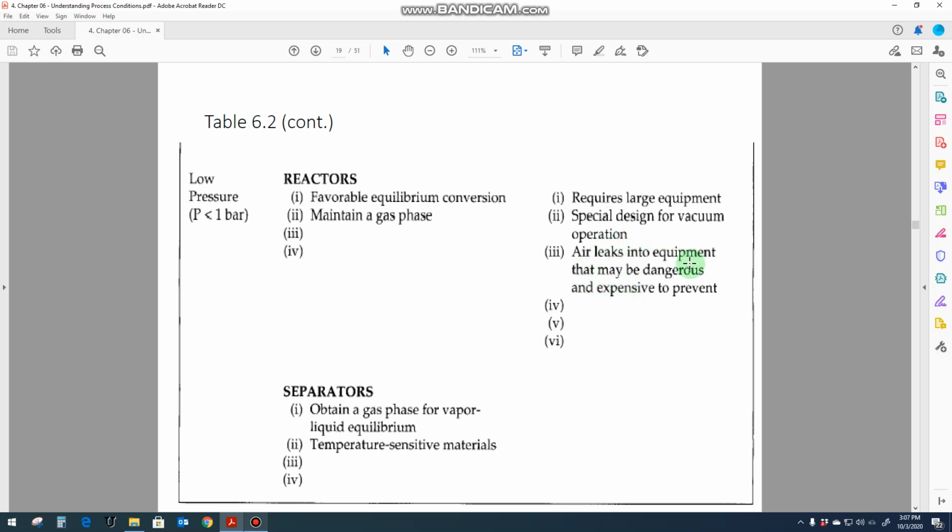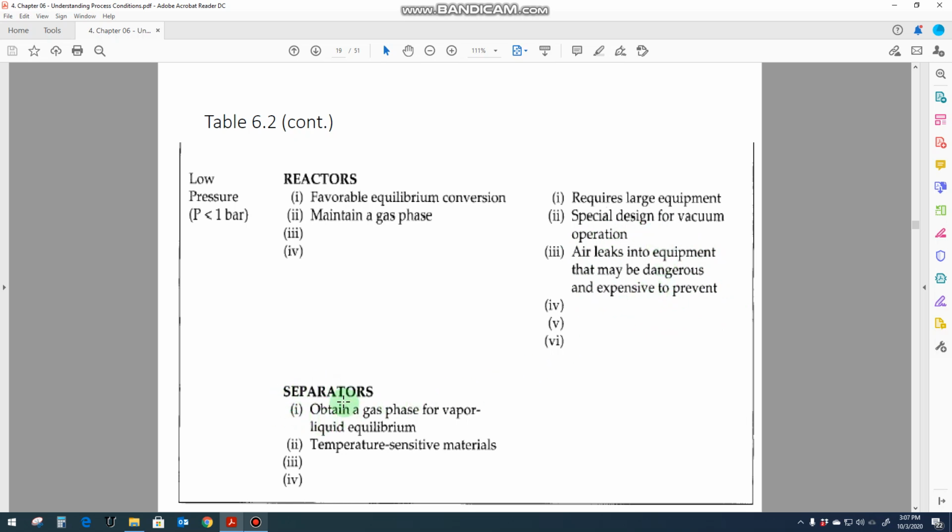So if you are operating any process below 1 bar, any kind of leakage would result in getting more air into the equipment, and it is expensive to prevent. Okay, so you have to see if there is any leakage, how you can control that leakage, and how you can recover from that leakage.